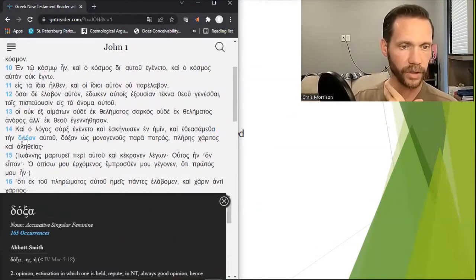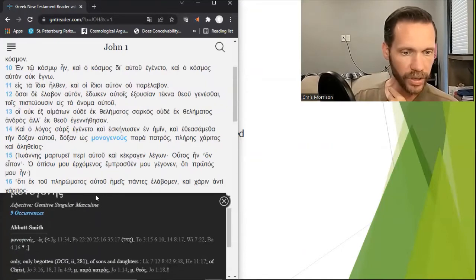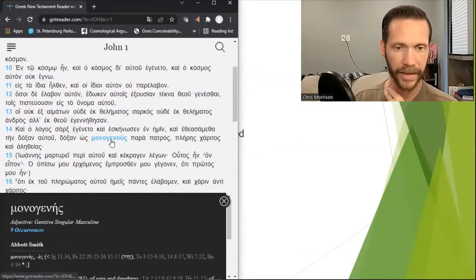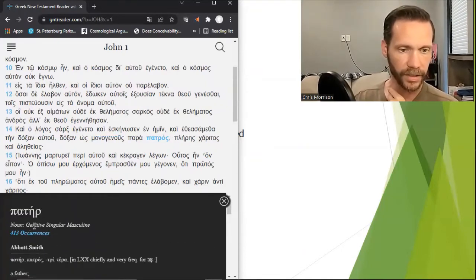Doxon, of course, you click that. Here's your accusative singular. It's a feminine, so we beheld his glory. Monogonous here is a genitive singular masculine. Patras, in this case, is a genitive singular masculine. And so you can go through all of these.